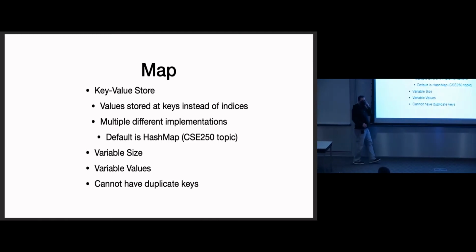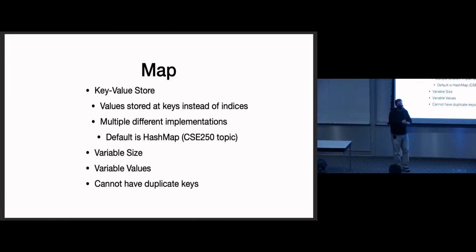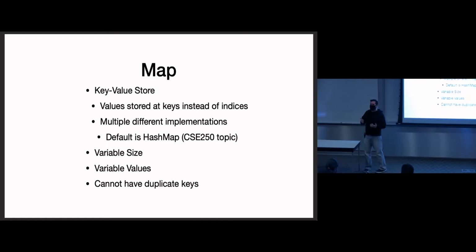And these are going to be our key value stores, where instead of storing values at integers like arrays do, at indices, index 0, index 1, index 2, and that's how we access our values. Our key value store is going to store our values at whatever keys we choose.